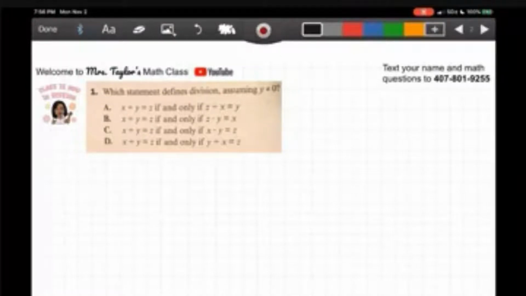The question was for Amanda, and I'm going to start it back over. So it says, which statement defines division assuming y is not equal to 0?